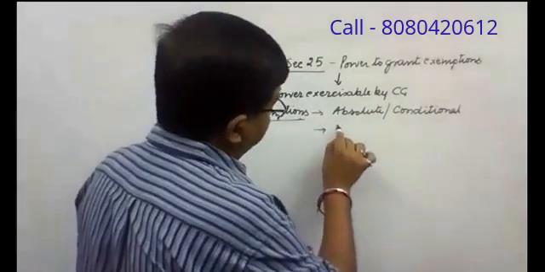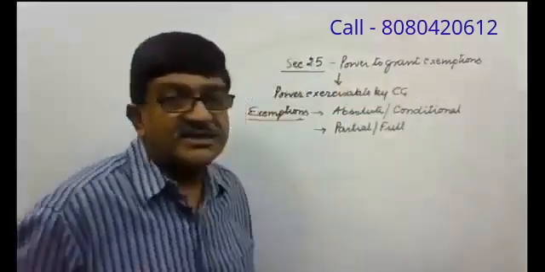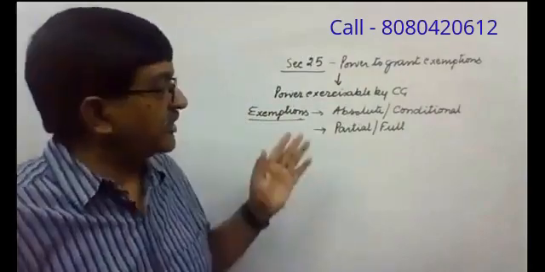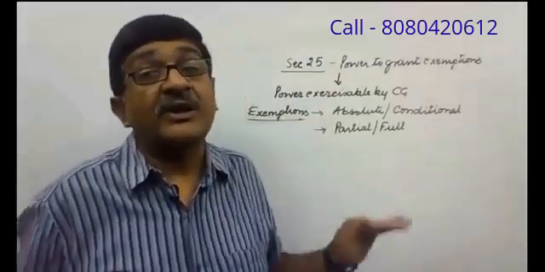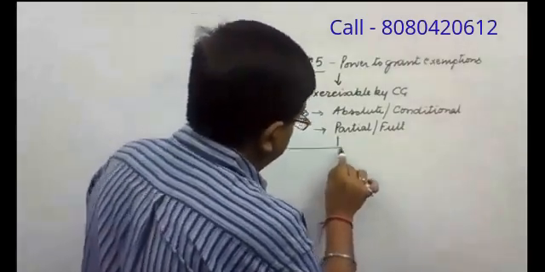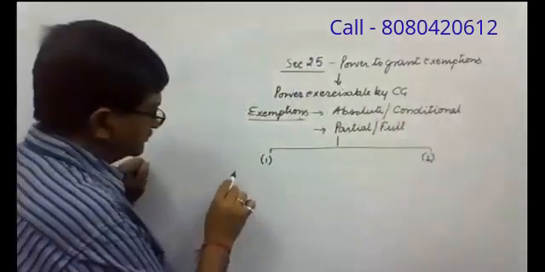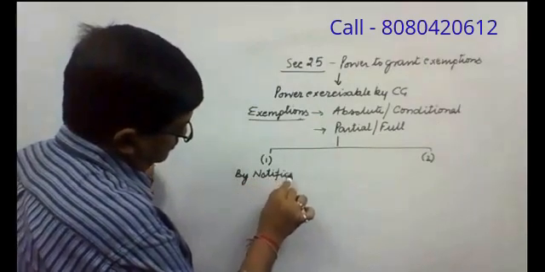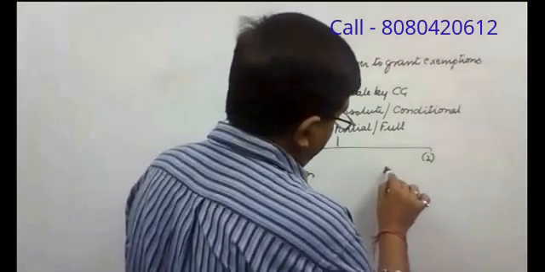Then exemption can be partial or it can be full. Right? So two types of exemptions: conditional and unconditional, and partial as well as full. That is the absolute right of the government, of what kind of exemption it intends to allow. Accordingly, there will be exemptions. Now these exemptions can be by notification, or they can be by special order.